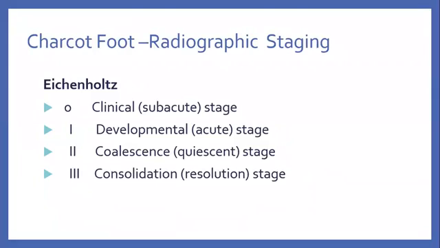Charcot can also be staged radiographically according to the Eichenholz classification. This is stage 0 through 3. Stage 0 is your clinical or subacute stage. Stage 1 is your developmental acute stage. Stage 2 is your quiescent stage, and your stage 3 is your consolidation or resolution stage.